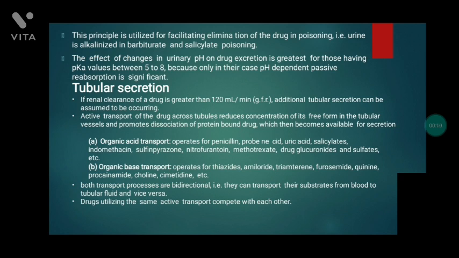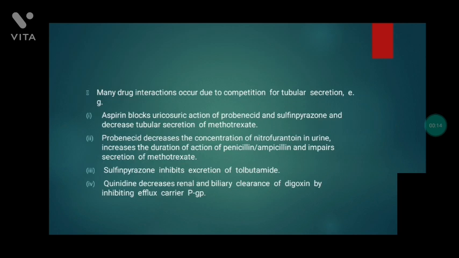Drugs utilizing the same active transport compete with each other. Many drug interactions occur due to competition for tubular secretion. Example, aspirin blocks uricosuric action of probenecid and sulfinpyrazone and decreases tubular secretion of methotrexate. Quinidine decreases renal and biliary clearance of digoxin by inhibiting efflux carrier P-gp.